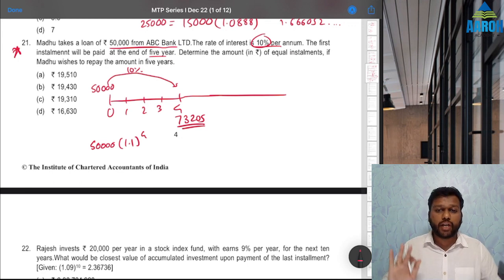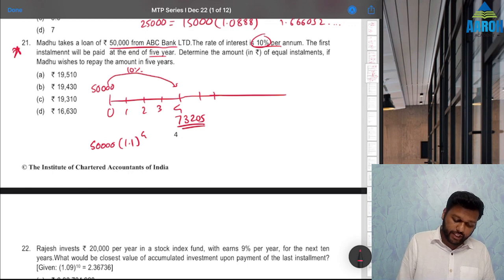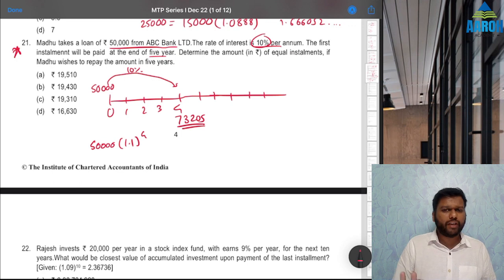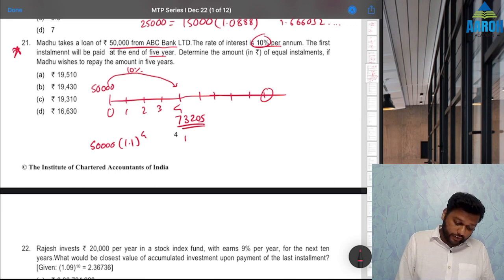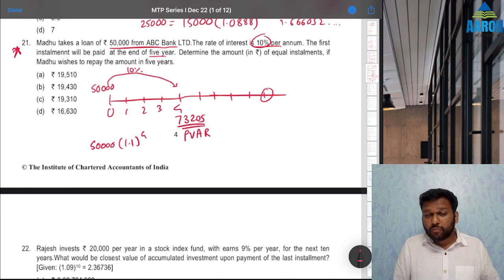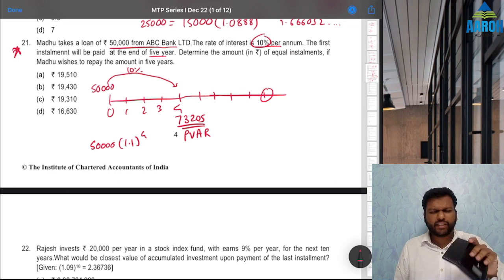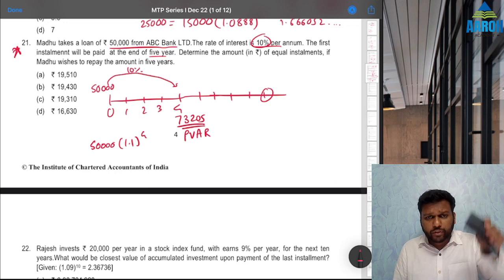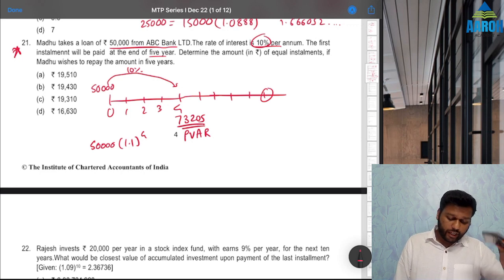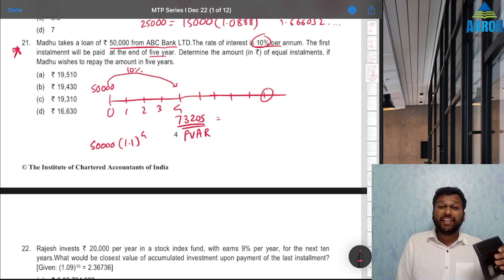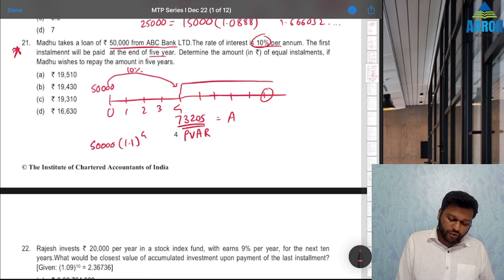Now she is going to start repayment. Year 5, 6, 7, 8, 9. That's it, right? 5 years. So 5, 6, 7, 8, 9. Here the loan should end. Now understand, this is the present value of a regular annuity. Why? Because at the end of the 4th year, think not from now, at the end of the 4th year, this is the present value. That present value 73,205 is the annuity amount into this present value factor for 5 years, right?